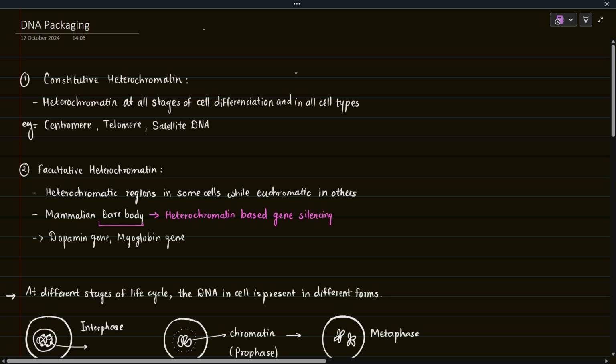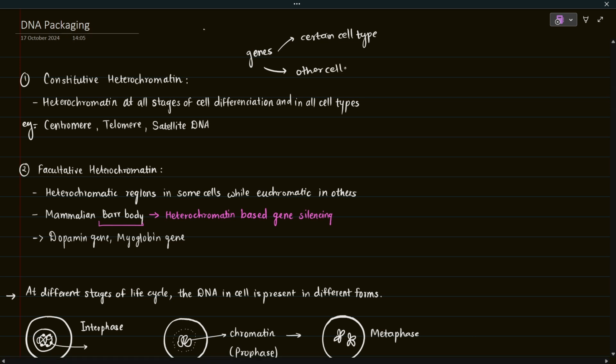Heterochromatin is transcriptionally inactive while euchromatin is transcriptionally active. Heterochromatin is again of two types, constitutive heterochromatin and facultative heterochromatin. Sometimes some genes are required in certain cell types only. Such genes are silenced in other cells. Why? Because obviously we don't need that gene, so we are not going to spend our energy on transcribing that gene.